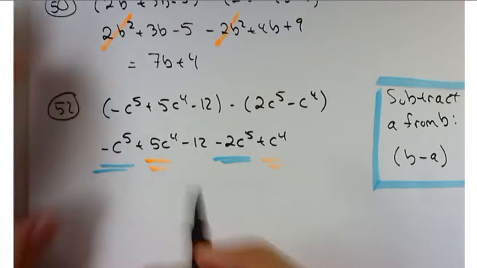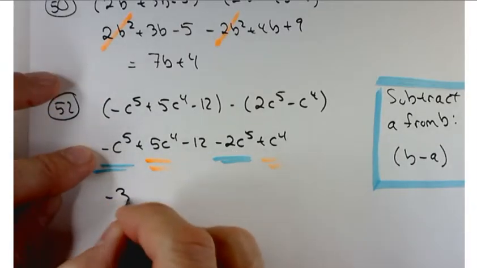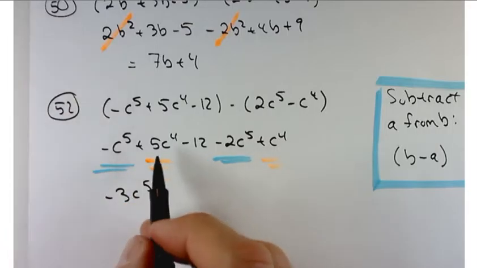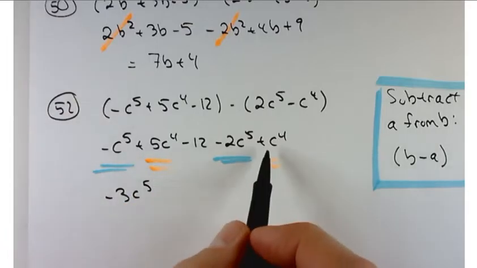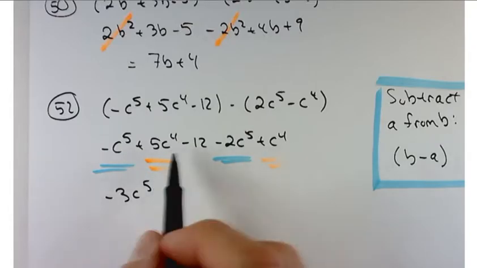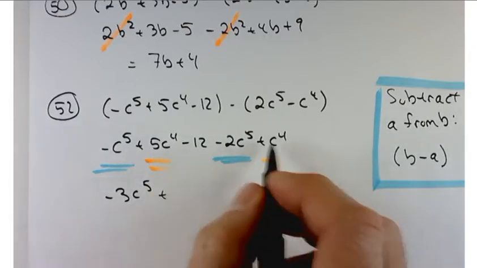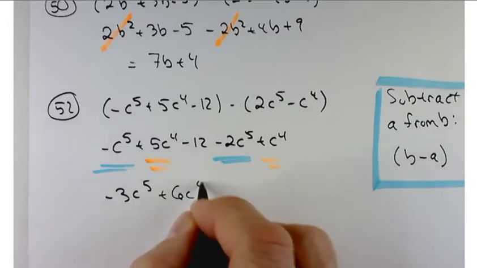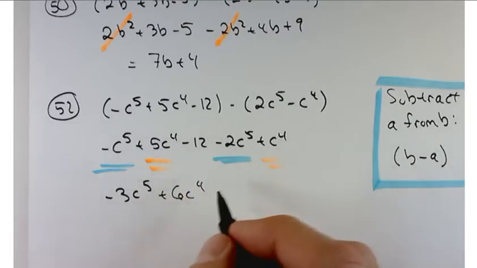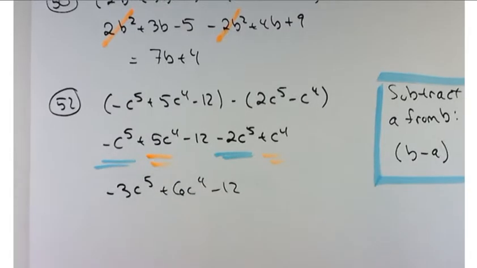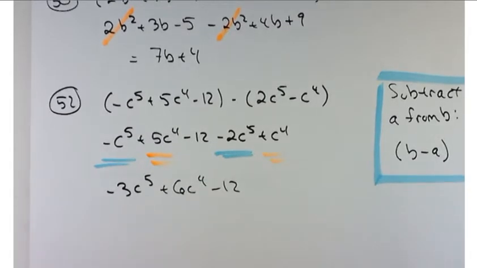All right, so negative 3c to the fifth. And let's see, we've got 5 plus what? Good. 5 plus 1 gives me 6c to the fourth. Minus 12, there are no like terms there, right? So just leave it, minus 12. And that's it. Thank you, sir.